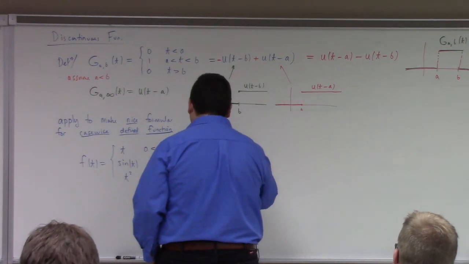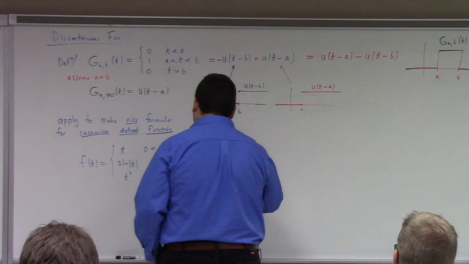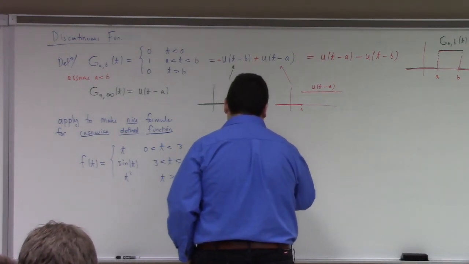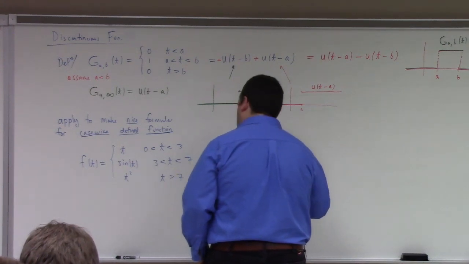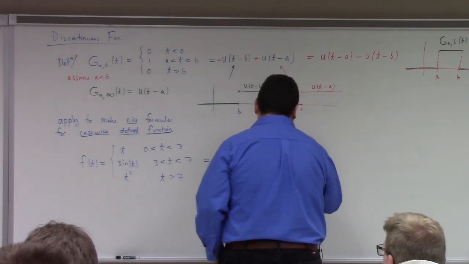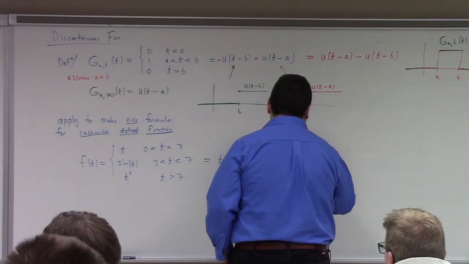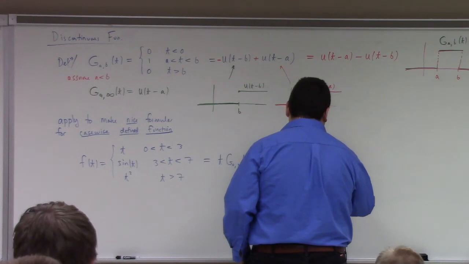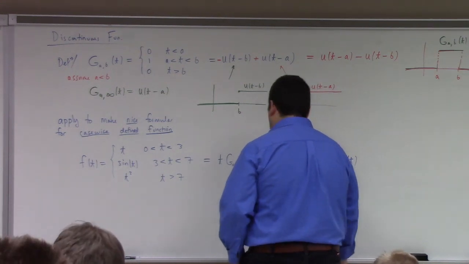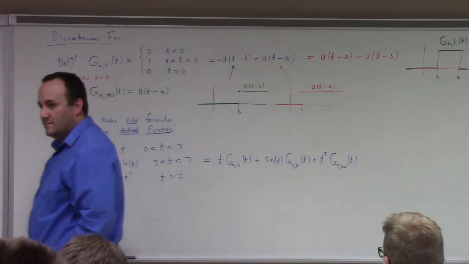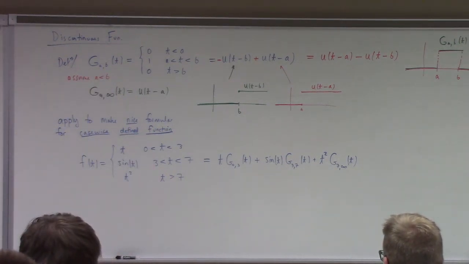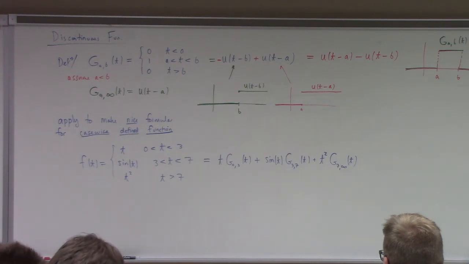And here's the formula for it in terms of gate functions. This is t times the gate function from 0 to 3, plus the sine of t times the gate function from 3 to 7, and then plus t squared times the gate function from 7 to infinity. It's too easy, right? You switch the case on when the case happens, and the gate function automatically makes it go to 0 outside that range of t.